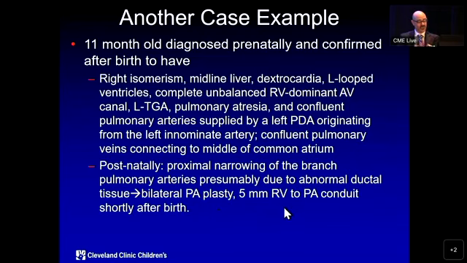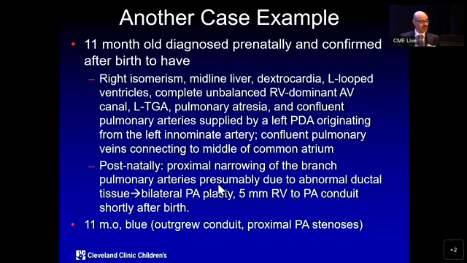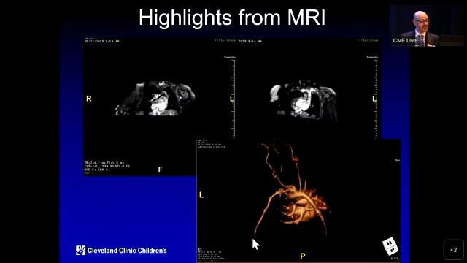We discussed whether to do a BT shunt versus an RV to PA conduit, and the decision ultimately was to put in an RV to PA conduit. And she did well, but now she's 11 months, and she kind of outgrew the conduit, and we brought her in to see what the next steps should be.